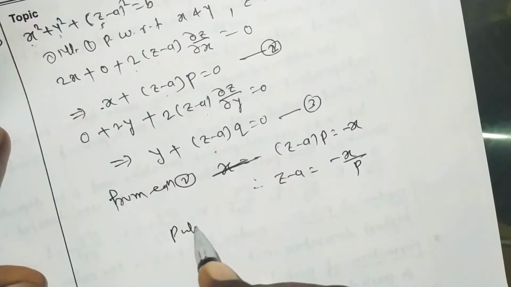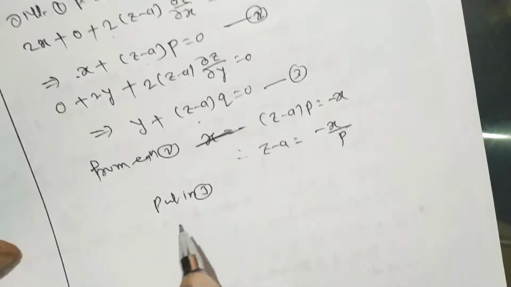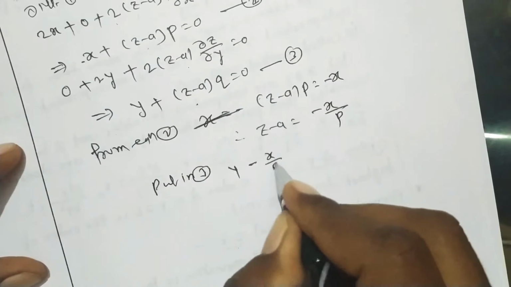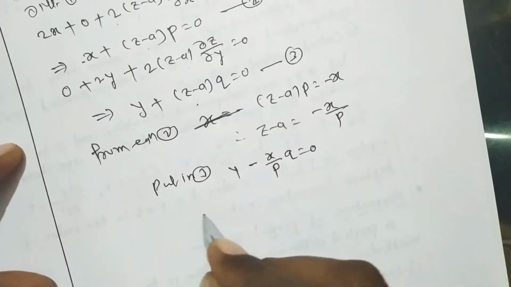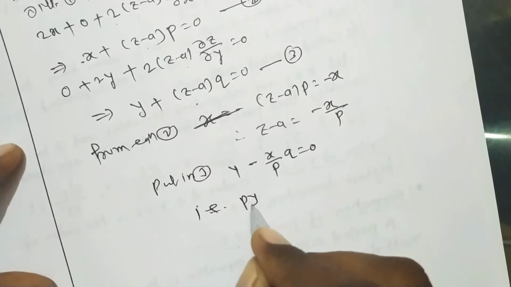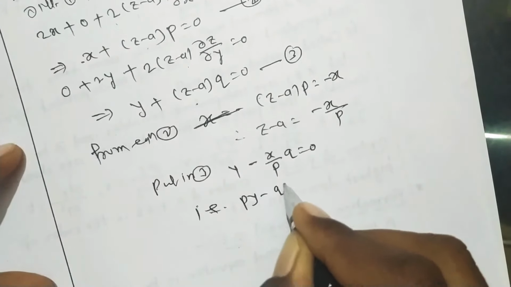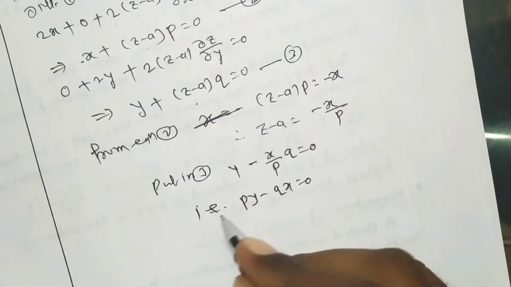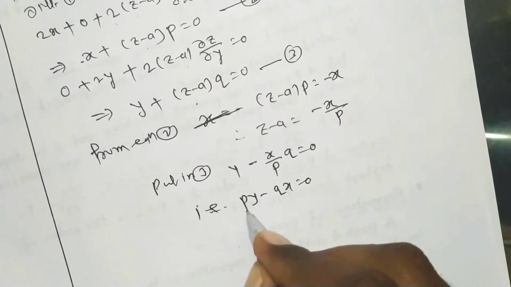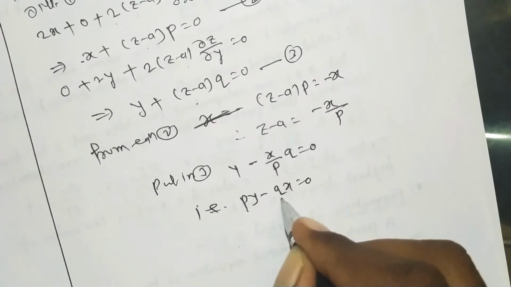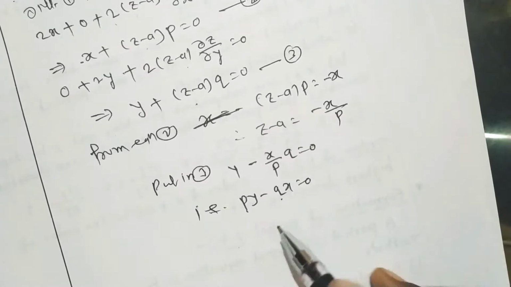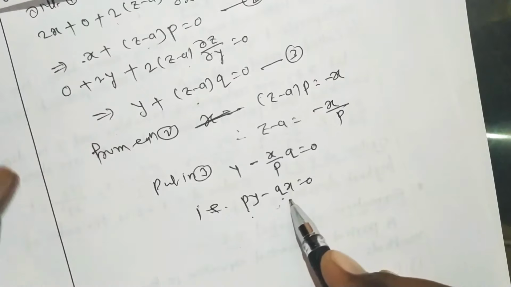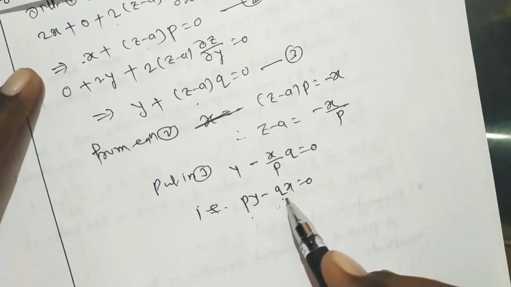Put in 3, and therefore equation 3 becomes y plus (minus x upon p) into q equal to 0. That is py minus qx is equal to 0. py minus qx means p is dabba z by dabba x and q is dabba z by dabba y. So the answer is dabba z by dabba x into y minus dabba z by dabba y into x is equal to 0. Okay.